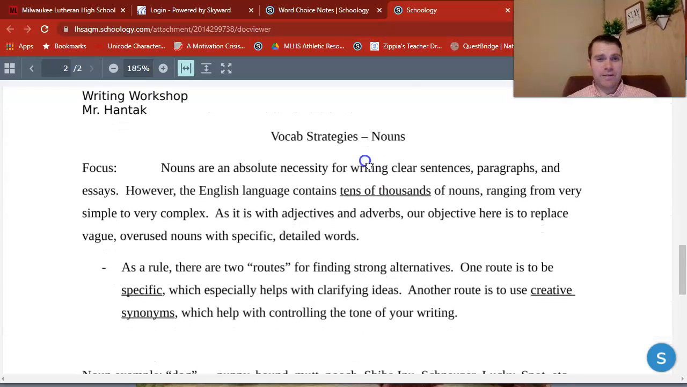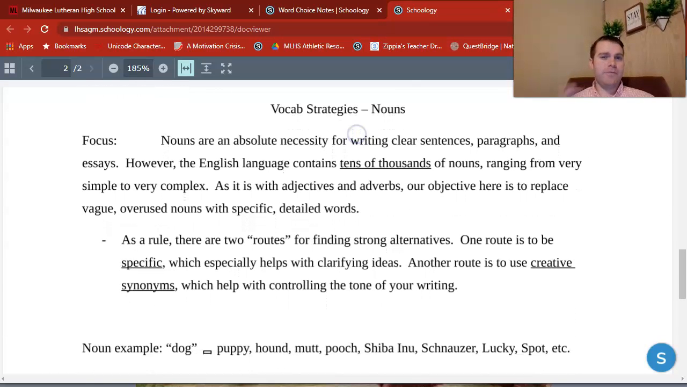What we didn't cover last week are nouns. Thankfully, the strategy for nouns is the same exact way that it was for adjectives. Nouns are a necessity for writing clear sentences, paragraphs, and essays. We absolutely need them in our writing. However, our language contains tens of thousands of them. There are a lot of alternatives for nouns.